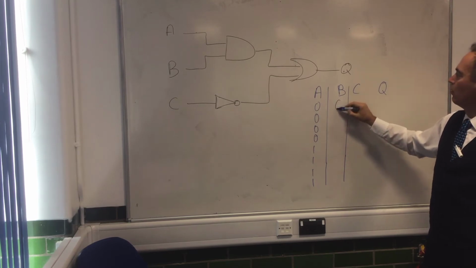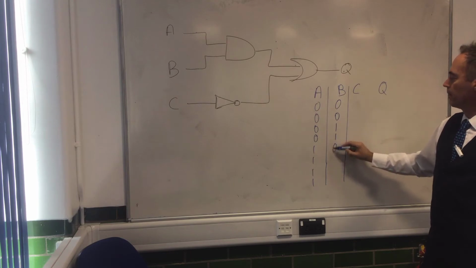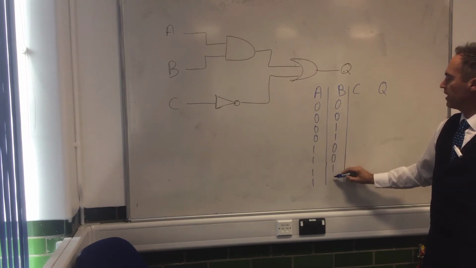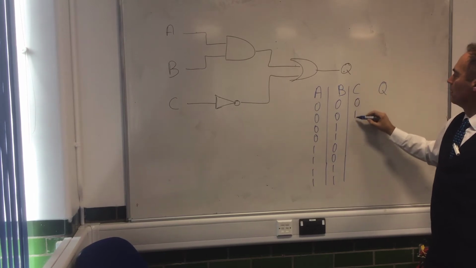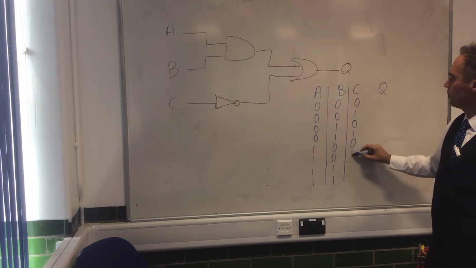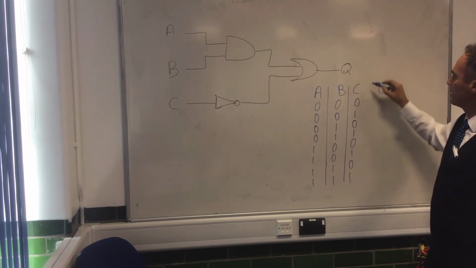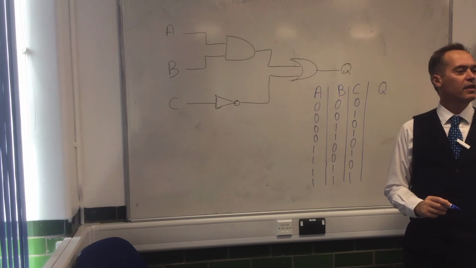2 zeros and then 2 ones. 1, 2. And then repeat that pattern. Very well said. And the last column? Alternate ones and zeros. If by the last column that's what you're left to do, you know you got it right. And then the output.